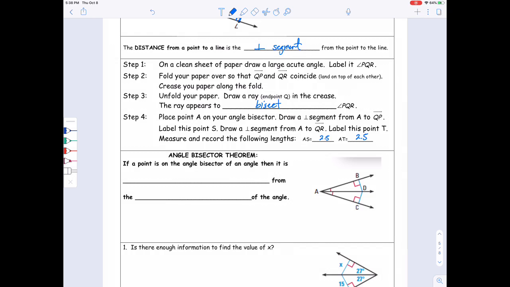So if a point is on the angle bisector of an angle, so let's say D here is on the angle bisector, then it is equidistant. We talked about equidistant before. It is equidistant from the two sides of the angle. So if this is an angle bisector, this point will be the same distance from each side. So BD will be equal to DC.